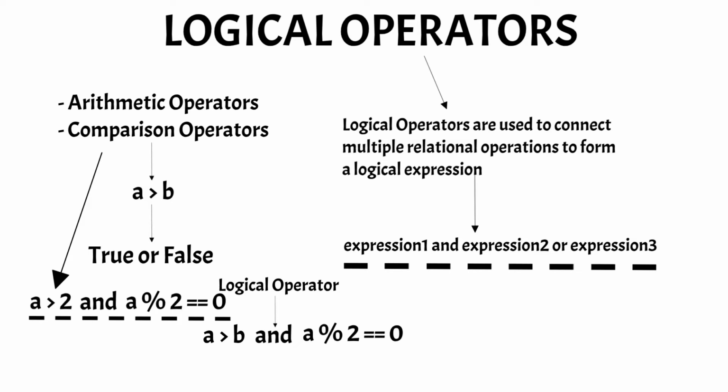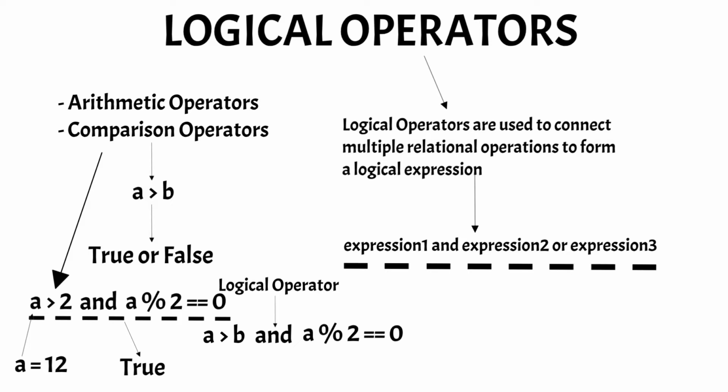So if you write a > 2 and a % 2 == 0, only if both the expressions are true will this logical expression return the value true. Even if one expression is false, the value that this logical expression will return is false. But in this case, the value which will be returned is true. This was just a quick example to explain how you can use logical operators to compare multiple logical expressions.